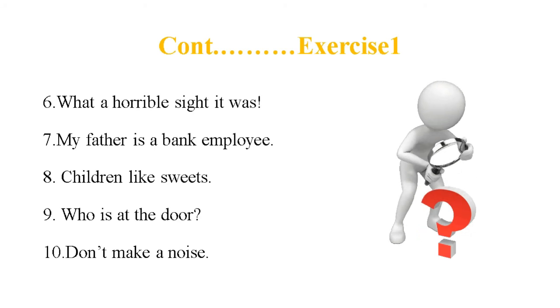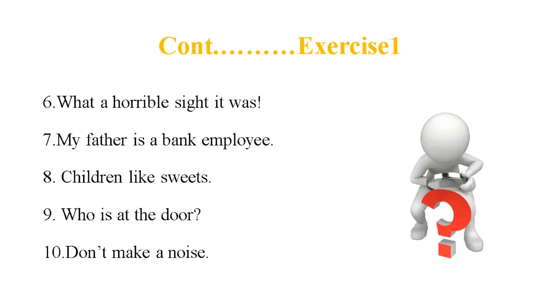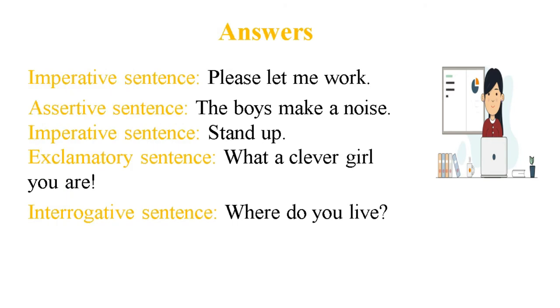Now we'll discuss the answers to this exercise 1. First sentence was, please let me work. So this is a request. So this type of sentence will be an imperative sentence. Second sentence was, the boys make a noise. So this is a simple statement. So this type of sentence is an assertive sentence.